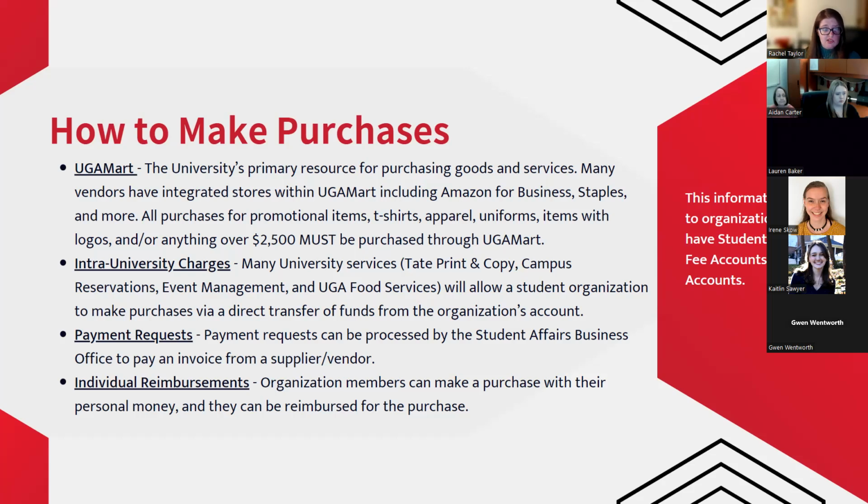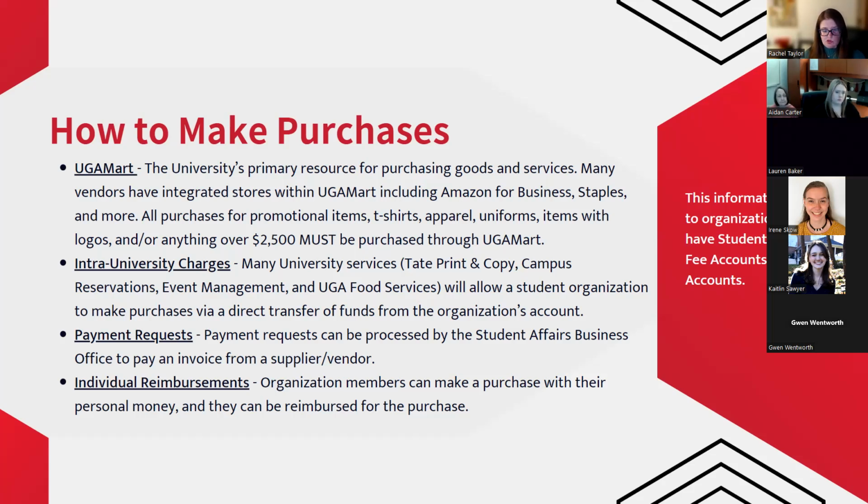Another way to make a purchase is through an inter-university charge. So there are many on-campus university services, for example, Tate print and copy, campus reservations, dining services, just to name a few, that do allow a student organization to make purchases via a direct transfer of funds from your student activity fee account or your agency account. Another type of purchase method is through payment requests. So these can be processed by the business office to pay an invoice directly to a supplier or vendor.